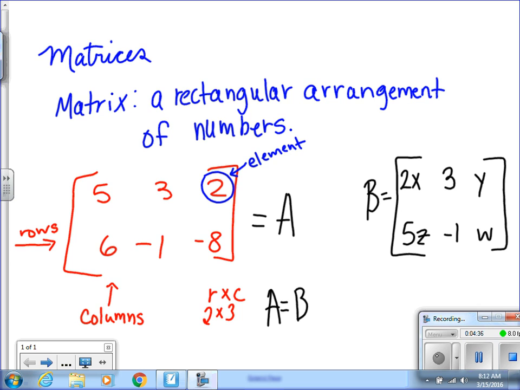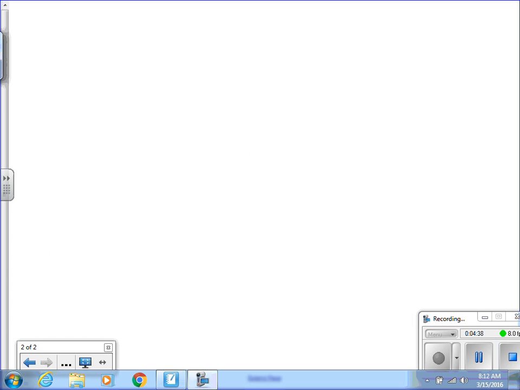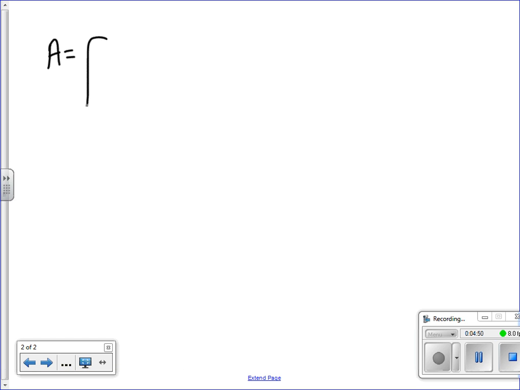Okay, you can add and subtract matrices. You can only add and subtract matrices that have the exact same dimensions. If they don't have the exact same dimensions, you cannot add or subtract them. So matrix A.